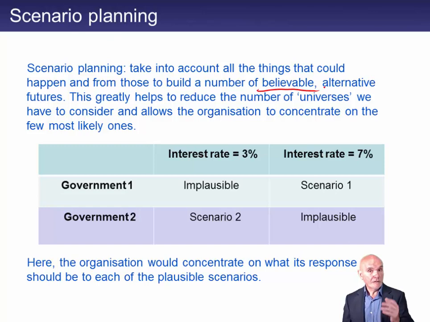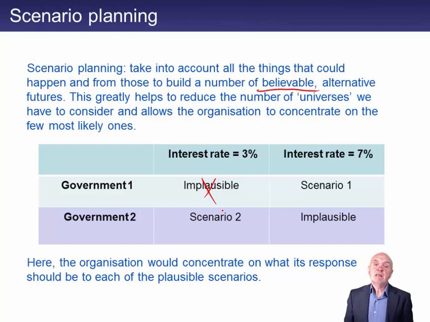But we know from what the different parties are saying that if Party 1 got in and formed Government 1, then Party 1 is one that likes spending, has to raise lots of borrowing, government borrowing. Interest rates will go up. Interest rates will not stay at 3% if Party 1 gets in.